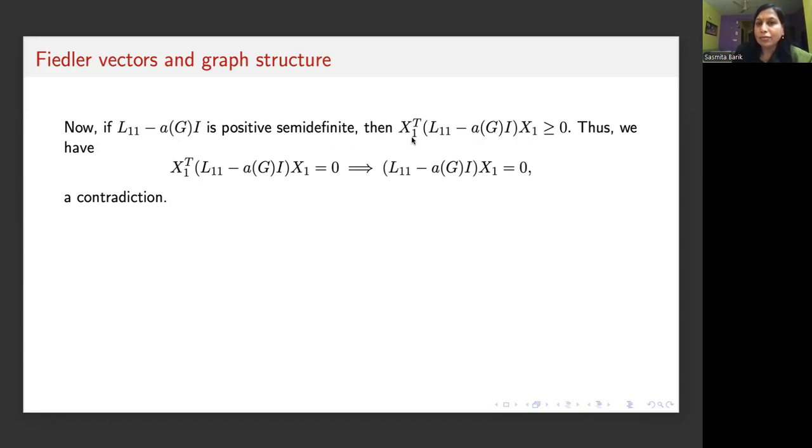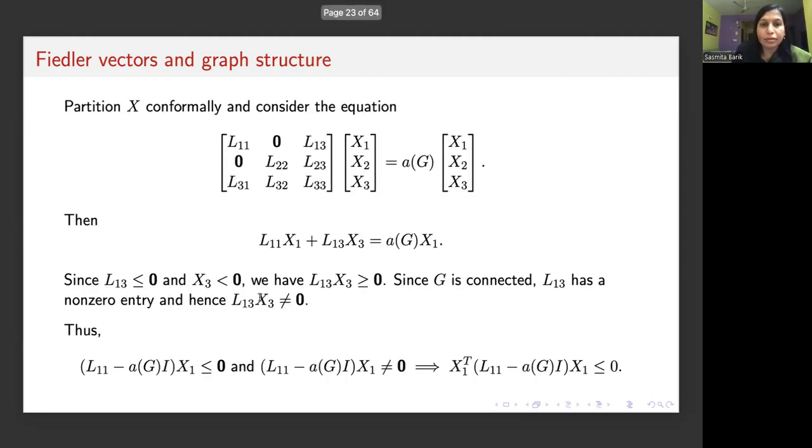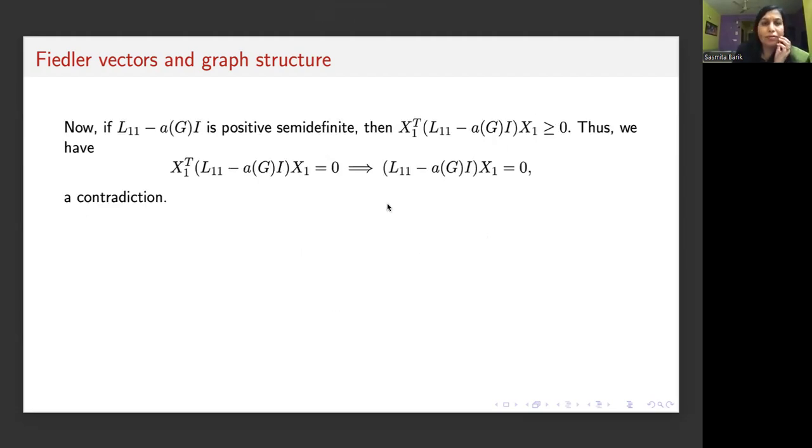In particular, I'll choose x1. Then x1 transpose (L11 minus AG I) x1 must be greater than or equal to 0. But we already obtained that it is less than or equal to 0. So both together conclude that this will be equal to 0. But this cannot be equal to 0, that we proved also, because this quantity is the same as your L13 x3, and that's not equal to 0. So that will be a contradiction. So this matrix is not a positive semi-definite matrix.